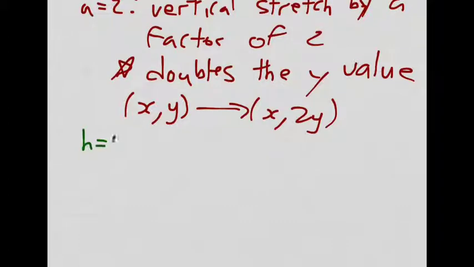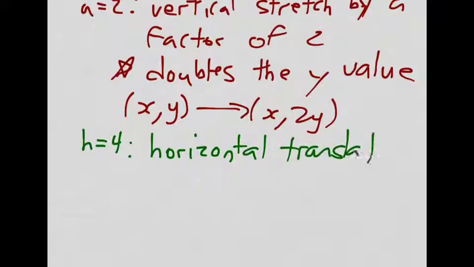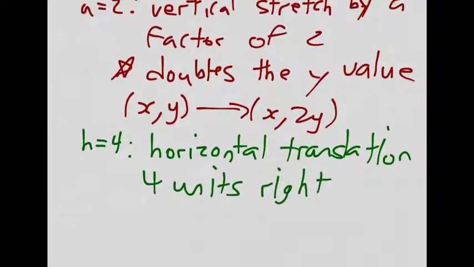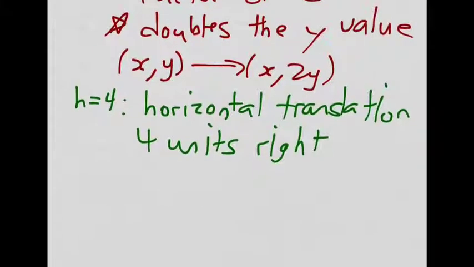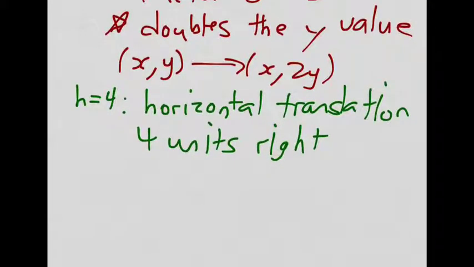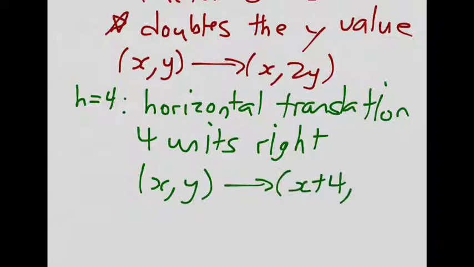So h is 4, which means I have a horizontal translation 4 units right. And if you want to use mapping notation, that would just be x, y maps to x plus 4, y. So that affects solely the x coordinates.